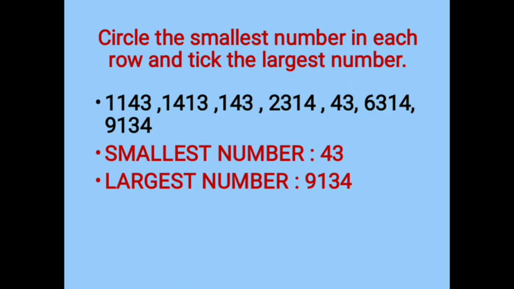Circle the smallest number in each row and tick the largest number. So a series of numbers are given to you: 1143, 1413, 143, 2314, 43, 6314 and 9134. So out of this, choose the smallest number. From this series I can see that the smallest number is 43 and the largest number is 9134.